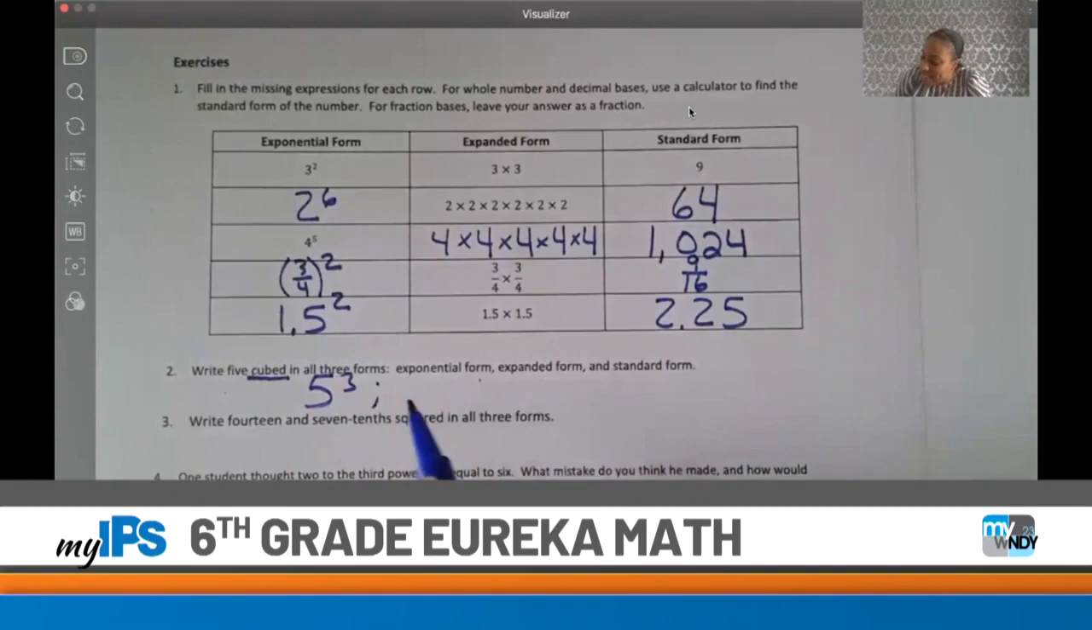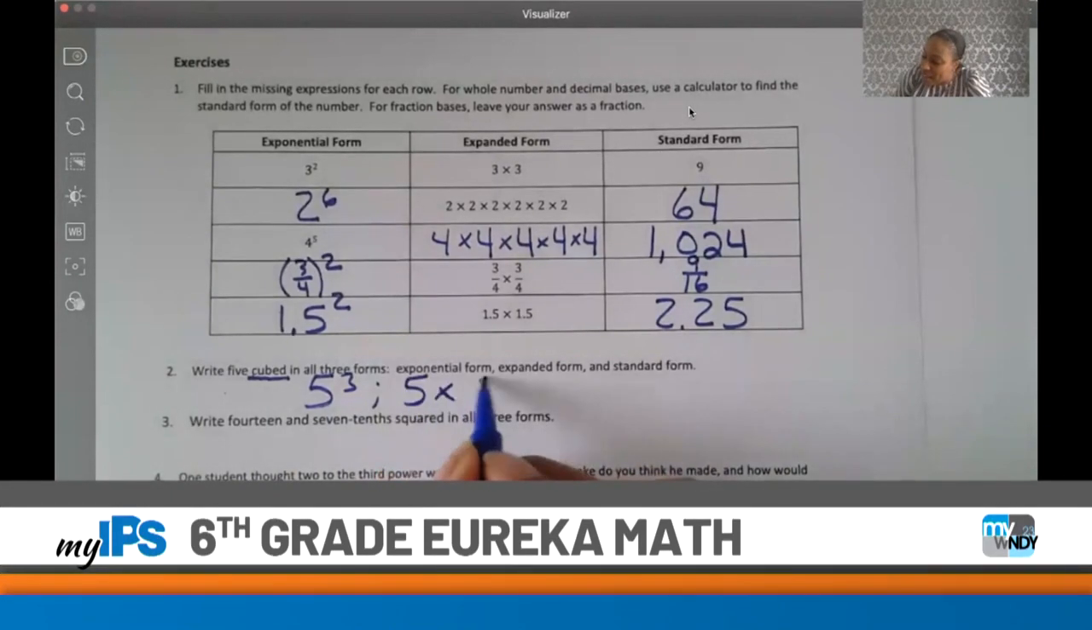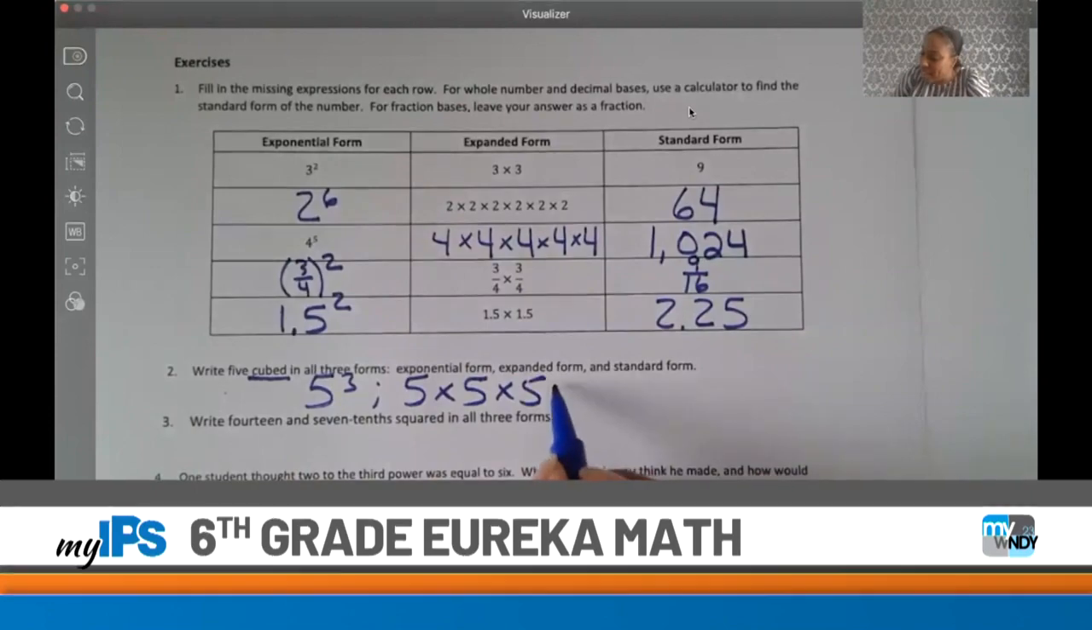Now let's write that in expanded form. 5 times 5 times 5. The 3 is going to tell me how many times I'm going to write down 5, or multiply 5 by itself. Now let's write this in standard form. 5 times 5 is 25, and 25 times 5 is 125.